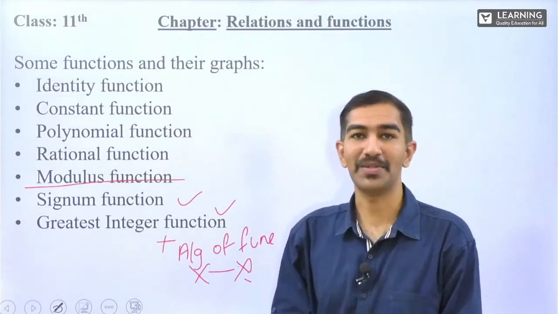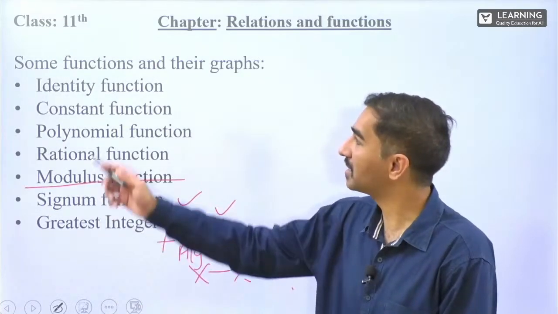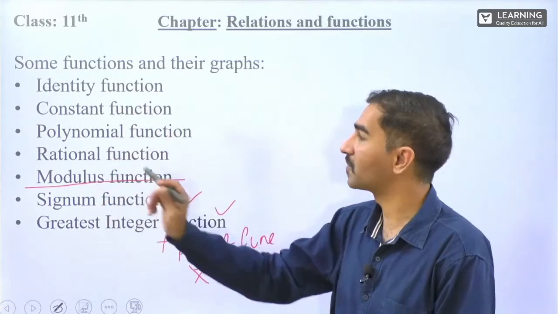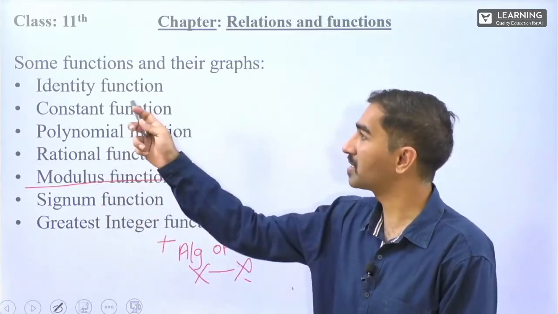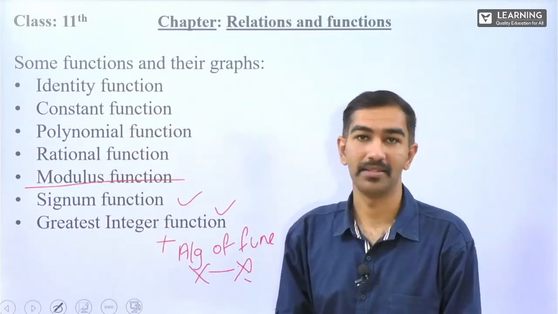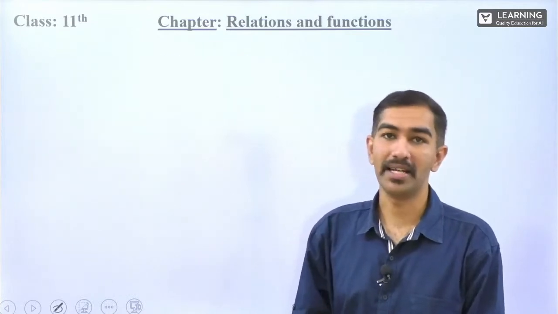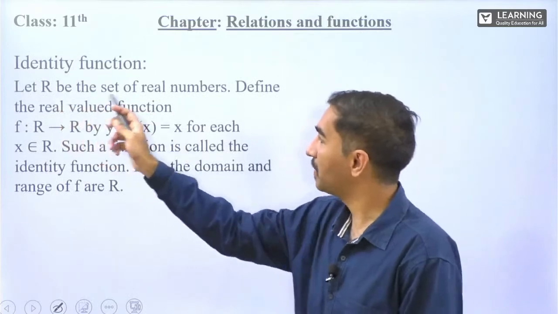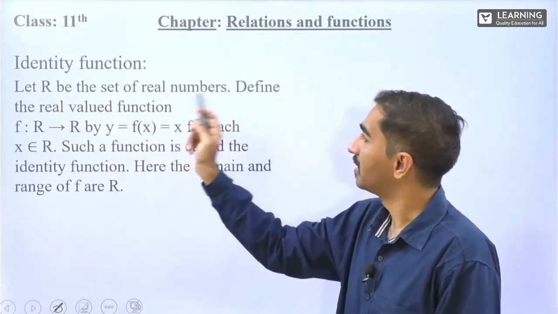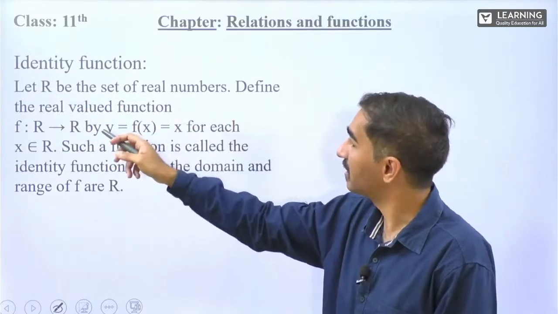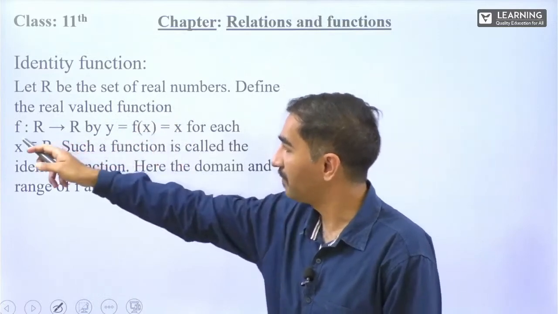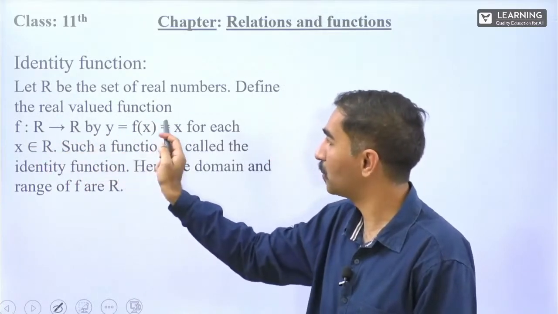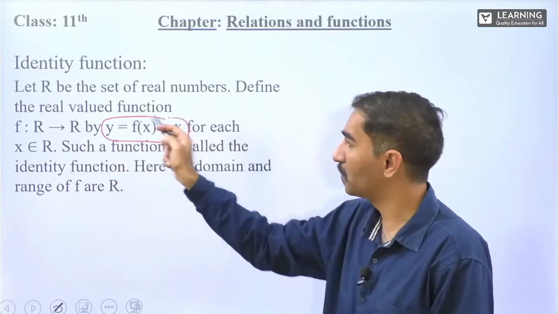So in today's class, students, we'll be seeing these functions and their graphs, starting with the very first one, the identity function. So what is an identity function? The definition is given like this. Let R be the set of real numbers. Define the real valued function f from R to R by y equals f of x, which is equal to y.